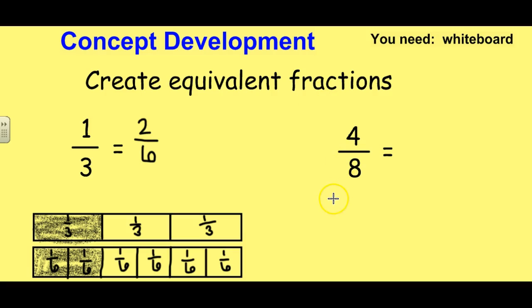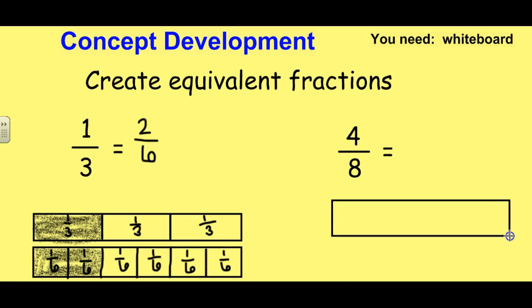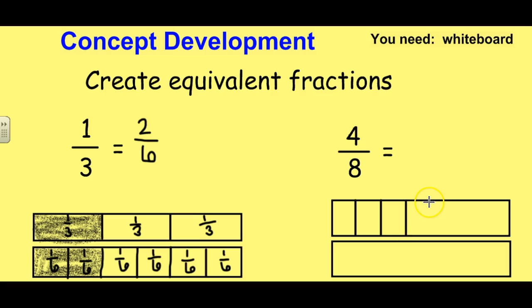Once again, you're going to need to draw two rectangles, both of them the same size, and we are going to divide our first rectangle into 8 equal parts because the denominator of our fraction is 8. And then we're also going to need to label each part of our whole as 1/8, because each part is 1 part out of 8 parts total. So get that drawn on your board or on your piece of paper, and then we'll be ready to move on to see what the equivalent fraction is for 4/8.